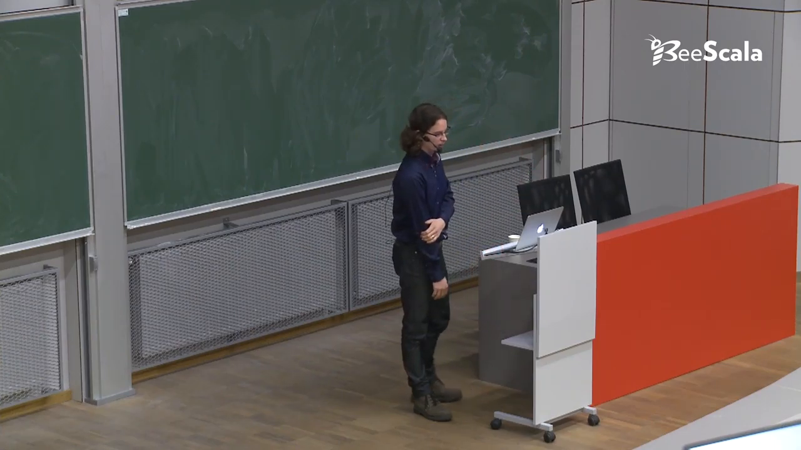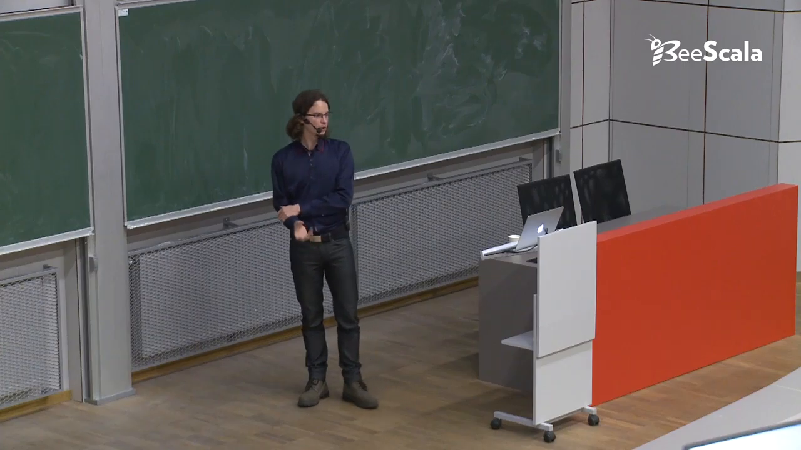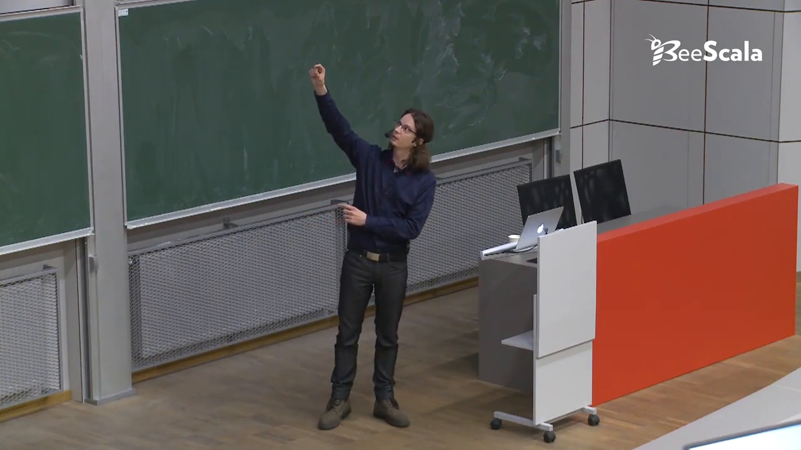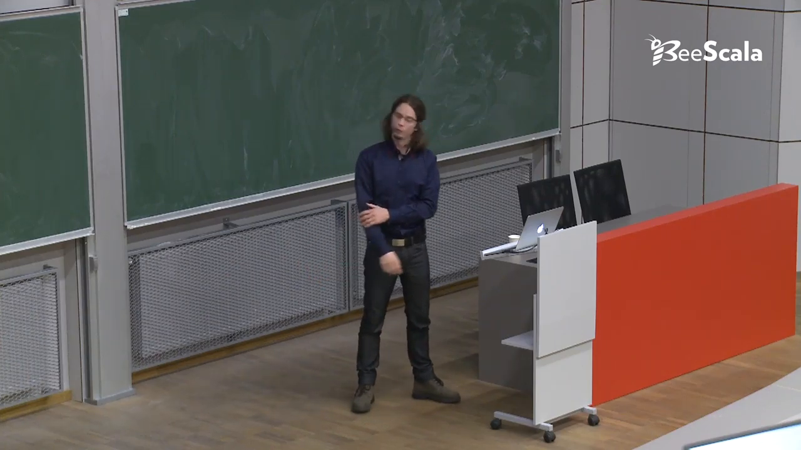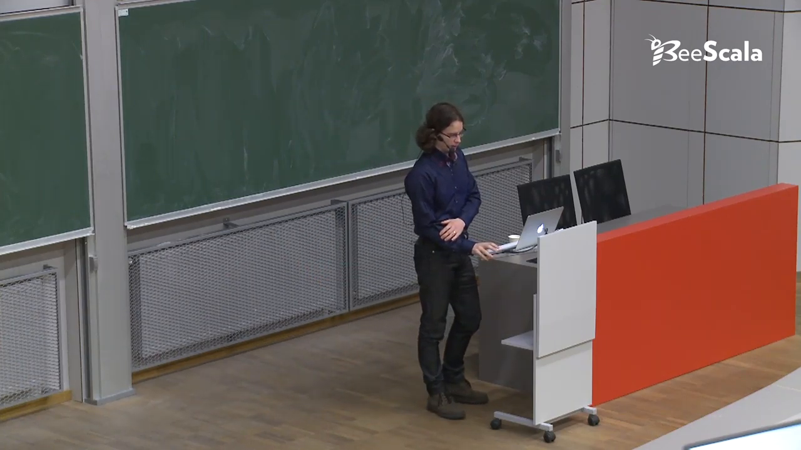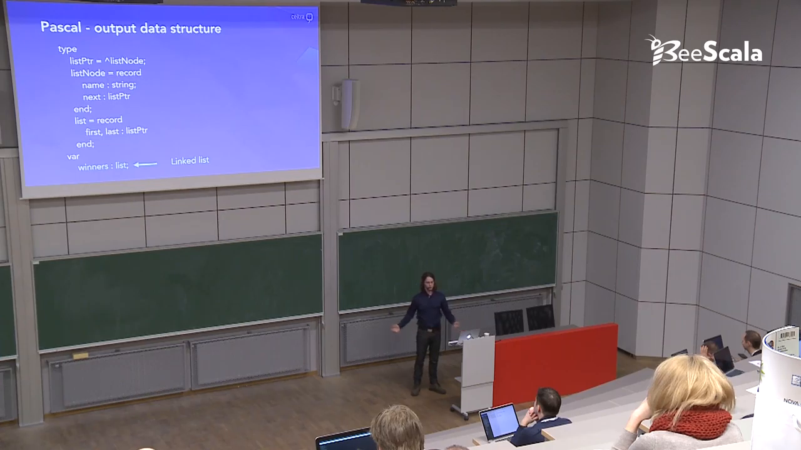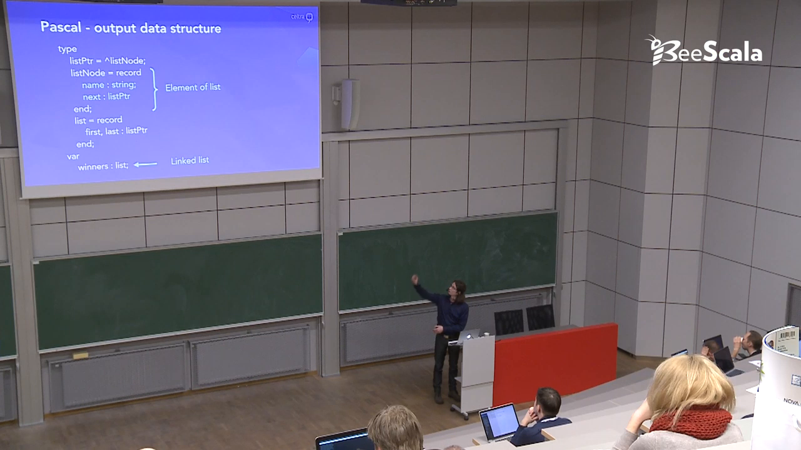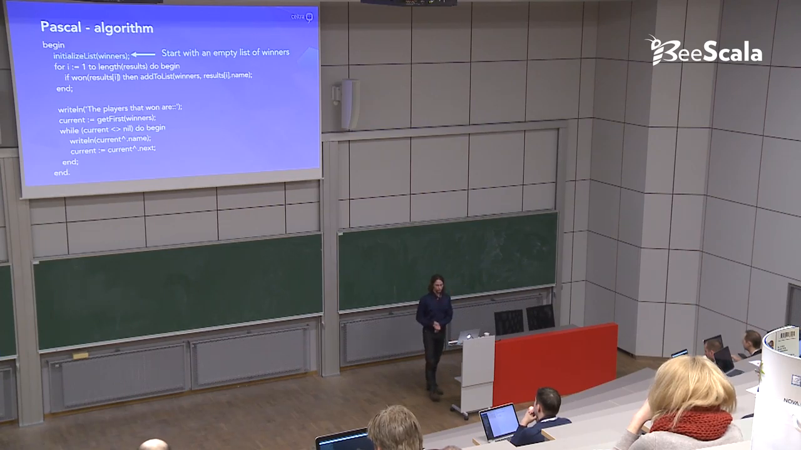Let's see why. The first thing we can do, we can represent this input data as records. So we have grouped together the name and the array of Booleans. The second thing that we can do, the winners will be a linked list. So we can use pointers. And this linked list will be composed of elements that have a name and a pointer to the next name in the list. And this list is then composed of two pointers, a pointer to the first element in the list and the last one.